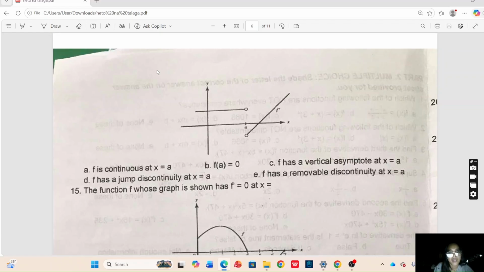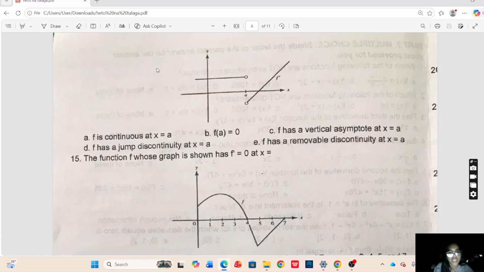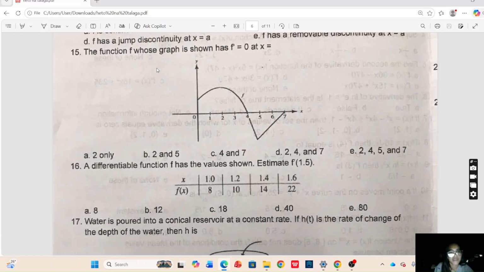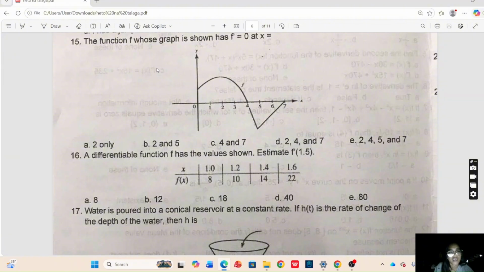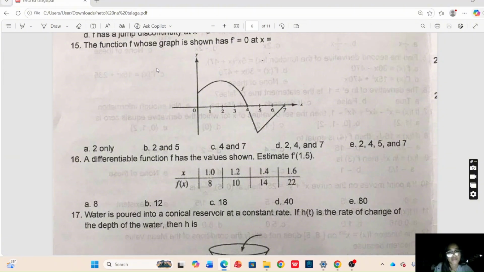So, continuing with the next items, we now focus on graphs, derivatives, related rates, approximation, and application of differentiation. So we have number 15. The function f whose graph is shown has f prime equal to 0 at x equal to.